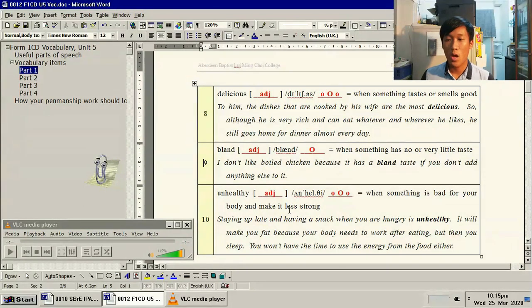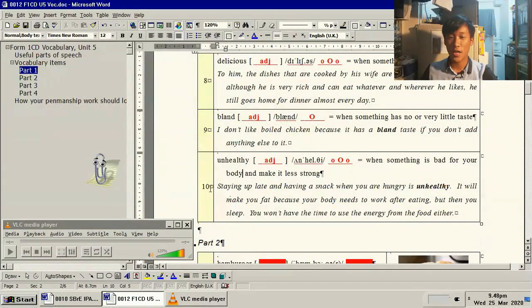Unhealthy. When something is bad for your body and makes it less strong. Staying up late and having a snack when you are hungry is unhealthy. It will make you fat because your body needs to work after eating, but then you sleep. You won't have the time to use the energy from the food either.